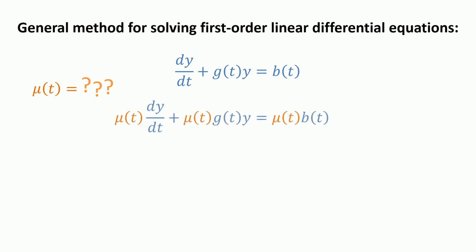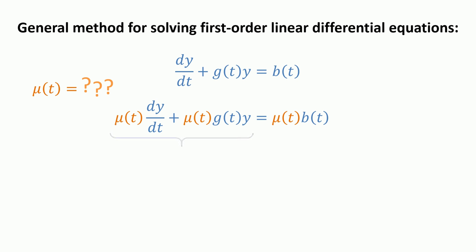The previous example suggests a general method for solving first-order linear differential equations, that is, equations of the form dy dt plus g of t times y equals b of t. We would like the left side to be the derivative of a product of y and some function of t. This might not automatically be the case, but we can turn the left side into such a product by multiplying by a certain function. Let this function be mu of t. We don't yet know what mu of t is, but let's assume that it exists. We will multiply both sides of the differential equation by mu of t, and then figure out what this function must be.